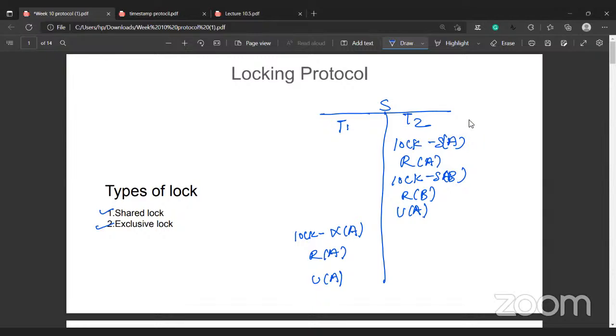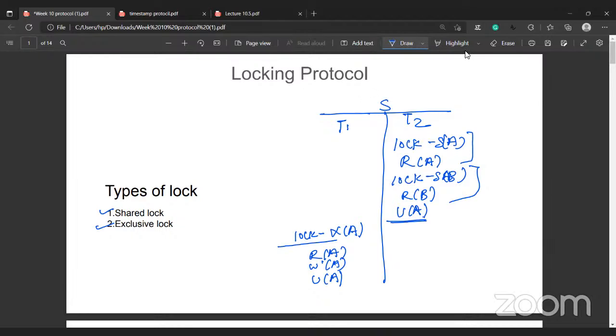Hello, am I audible? Yes, sir. This is possible, because before granting the lock, we have unlocked A. You can see that we have shared lock A, then lock B, before transaction T1 performs read and write also. So before locking T1, T2 has unlocked.